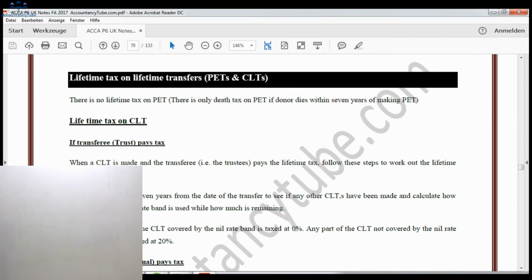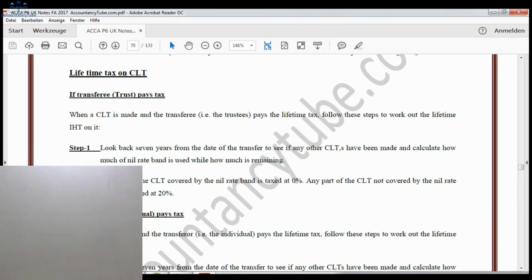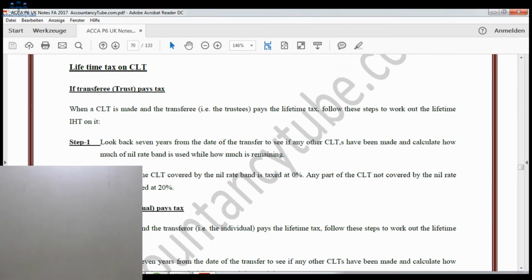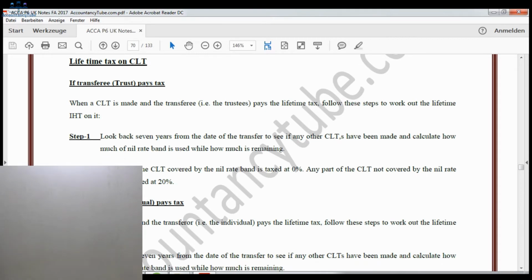All right, and for CLT purposes, when we are calculating tax at death, we will take the gross amount, if you remember. So how will we calculate? There are a couple of steps, as you can see on your screen. Now, if the transferor pays, it's a different rate, and if the transferee pays, it's a different rate.